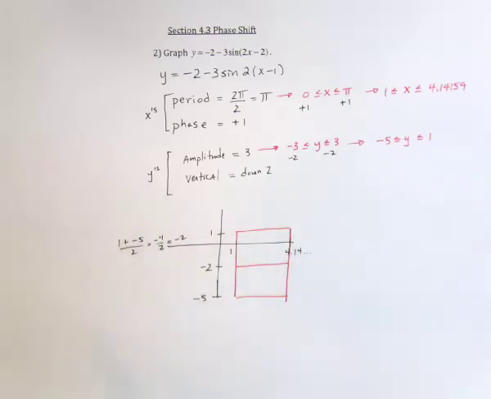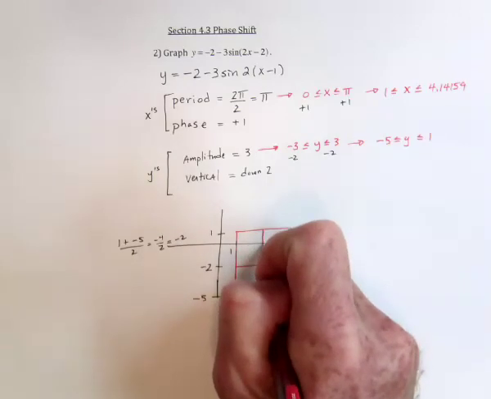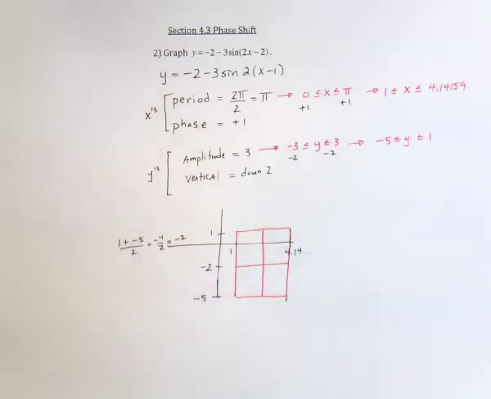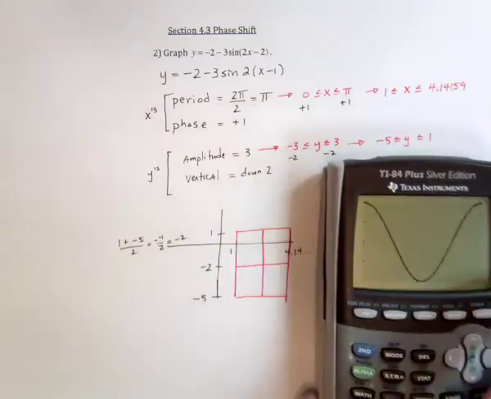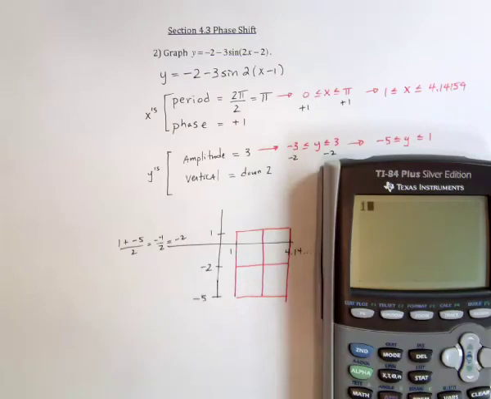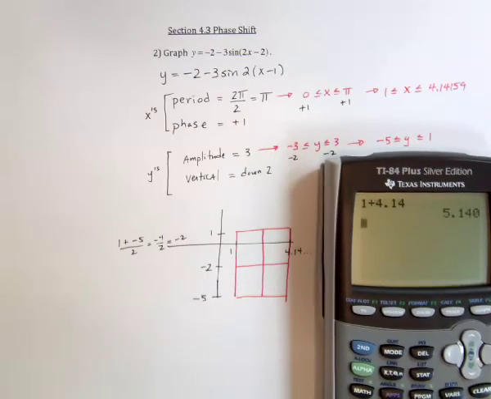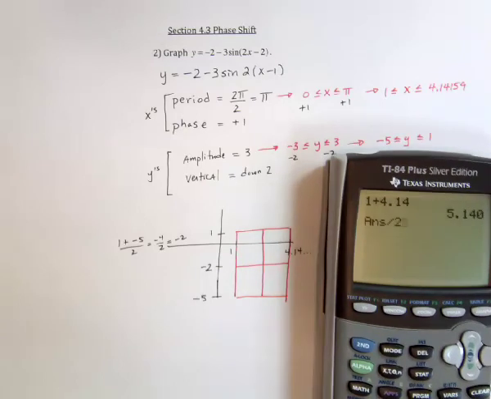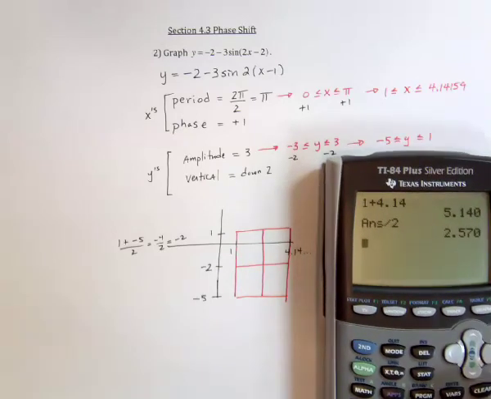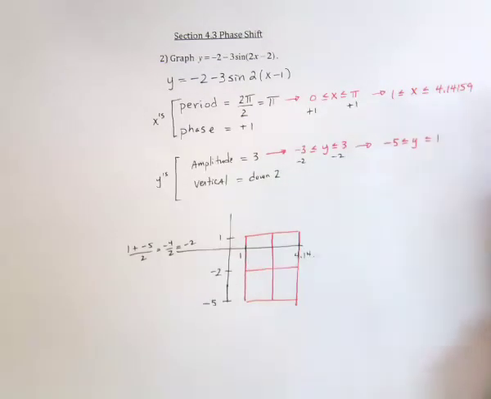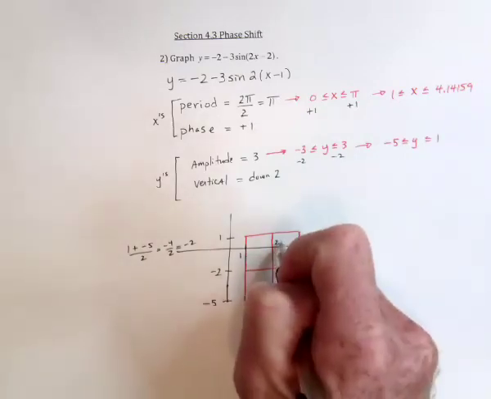And then what about these two? Between a 1 and a 1 plus pi. So if I take 1 plus 4.14 and then divide by 2, 2.57. So this is at 2.57.